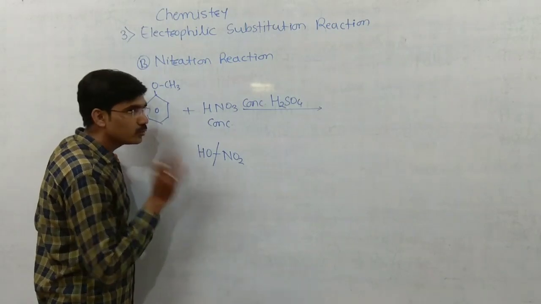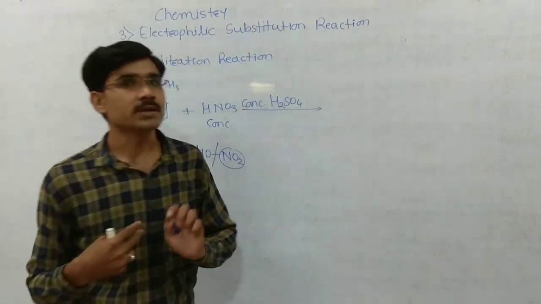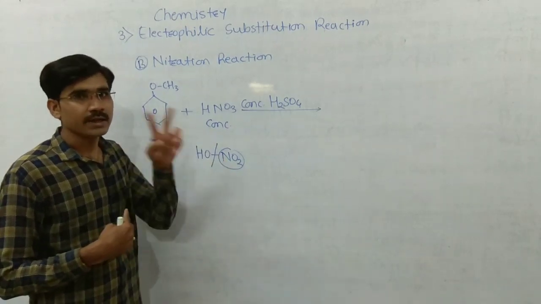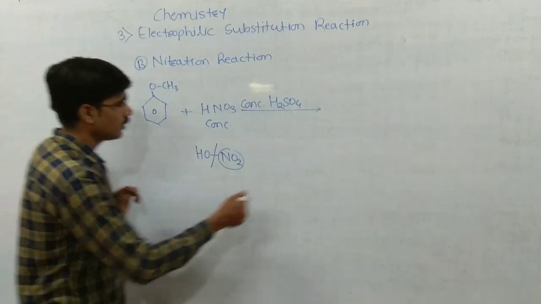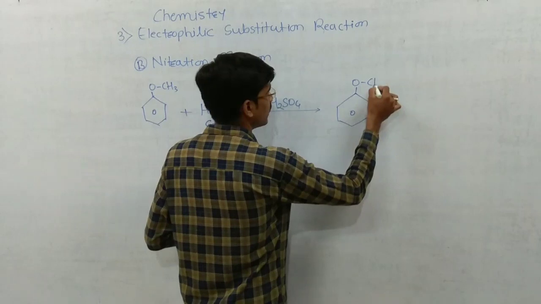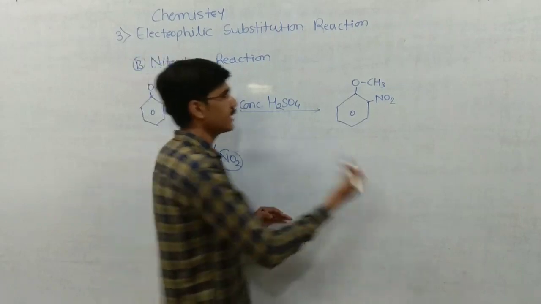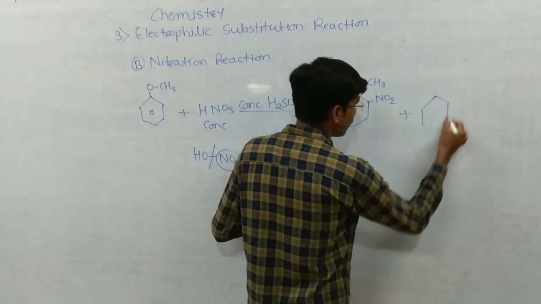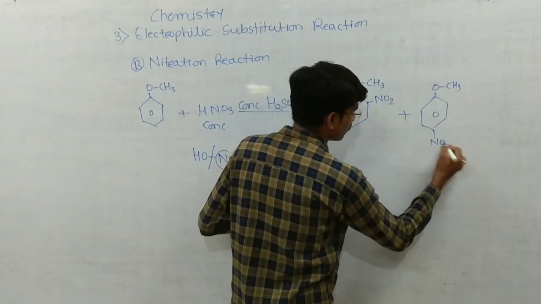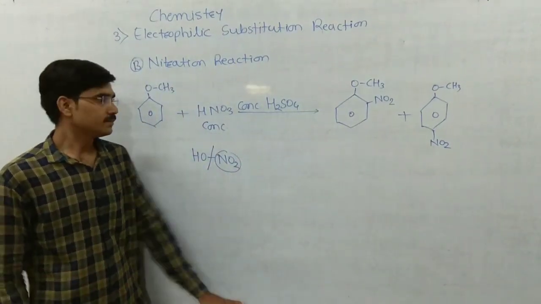We are getting a mixture of two products. That NO2 group is attached to two positions of the benzene ring, that is the ortho position, and second one is para position. We are getting two products here. First, ortho position compound, and second compound we are getting para position compound, with OCH3 and NO2. These are the two possible products we obtained here.